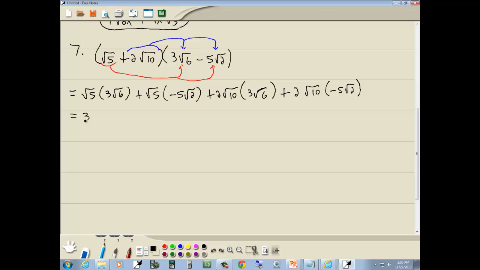Well, this gives us 3 square root of 5 times 6. Positive times a negative is negative, and then the 5 remains out in front. And then we got 5 times 2. Here we multiply what's out in front. 2 times 3 is 6. Square root of 10 times 6. Positive 2 times negative 5 is negative 10. Square root of 10 times 2.